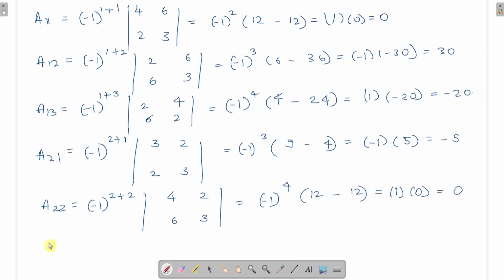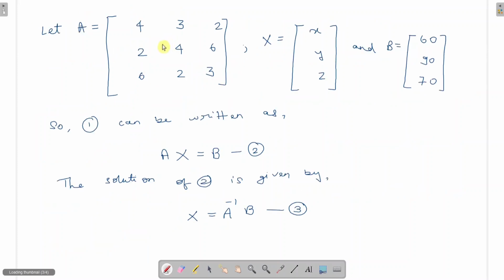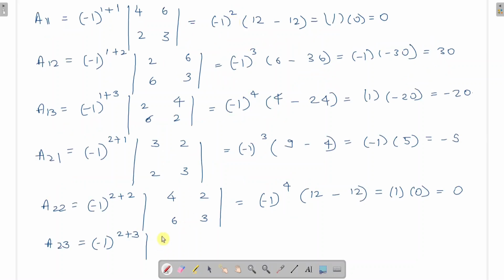Okay. Then A23, so minus 1 raised to 2 plus 3 times. Now we have to delete the second row and the third column. Okay, so 4 3 6 2 we will get. This will be equal to minus 1 raised to 5 times 2 times 4 is 8, minus 6 times 3 is 18, which is equal to minus 1 times 8 minus 18 is minus 10, so we will get 10.